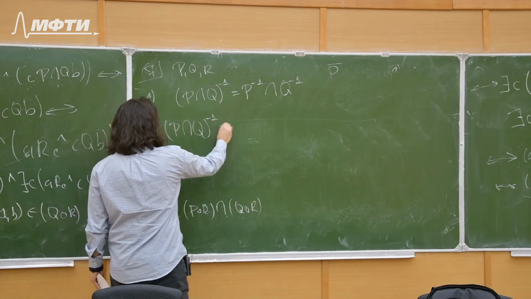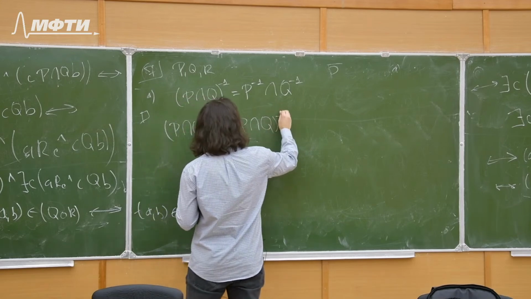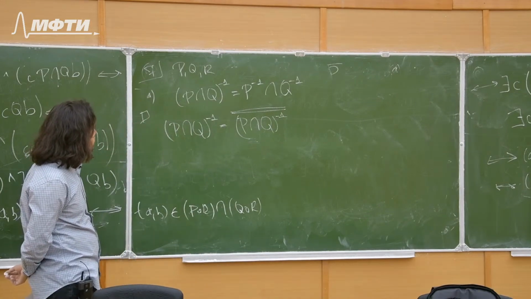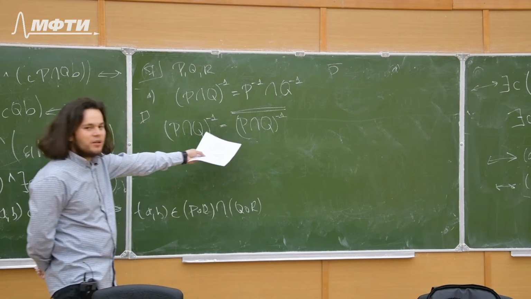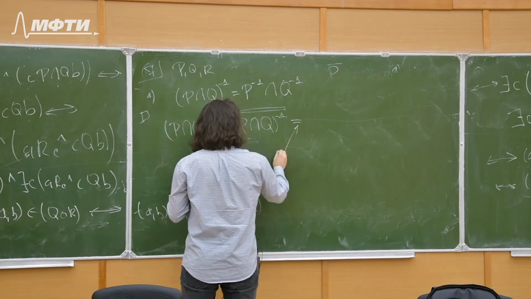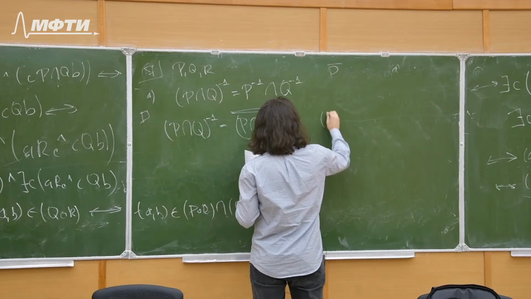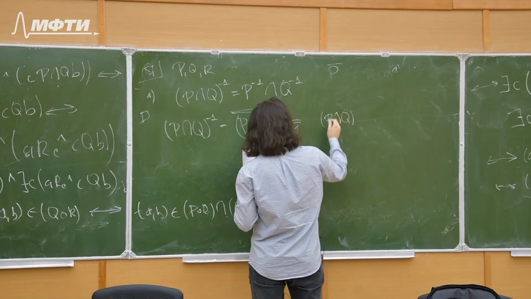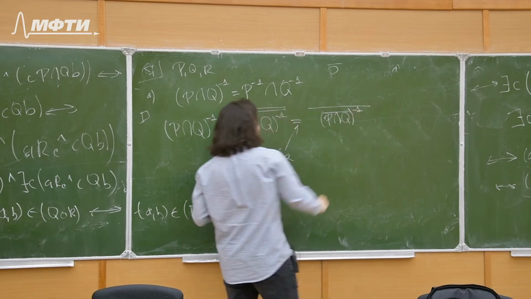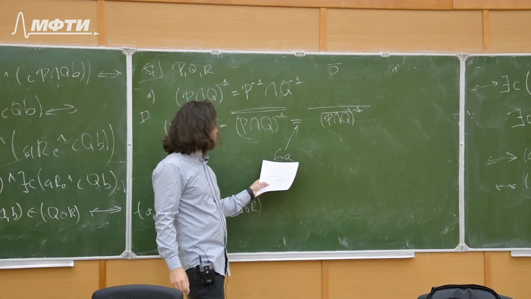We can write that this is equal to the following: the complement of the complement of (P intersection Q) minus 1, right? And now we know that this is equal to something that we proved before, in exercise 6a. So this is equal to the complement of ((P intersection Q) complement) minus 1. So this is true because of this exercise we proved before, 6a.